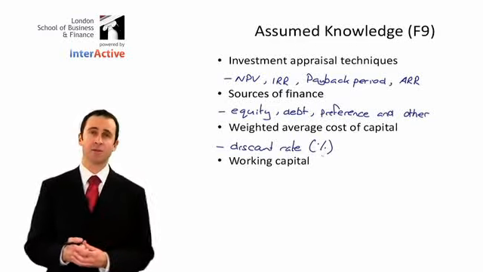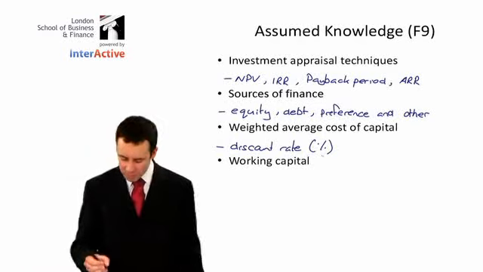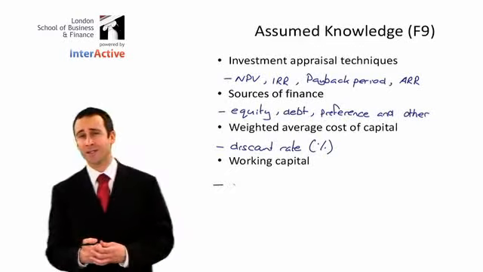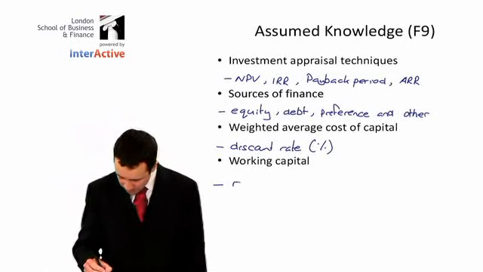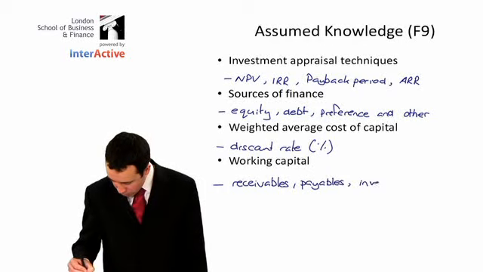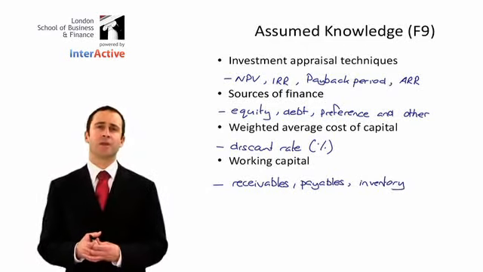Fourth area of the syllabus there is looking at your working capital. That part of the F9 syllabus, again, was, if memory serves me right, somewhere around 20-25% of the syllabus, which is looking at your receivables, looking at your payables, and looking at your inventory.